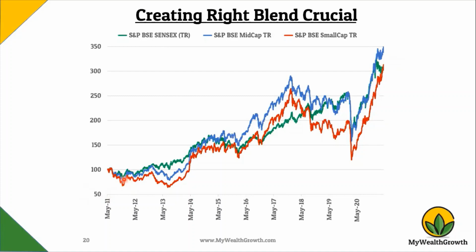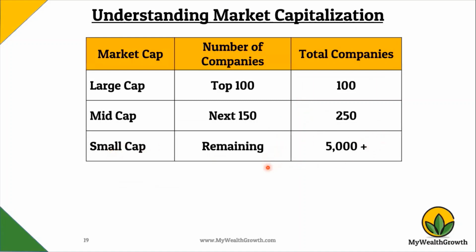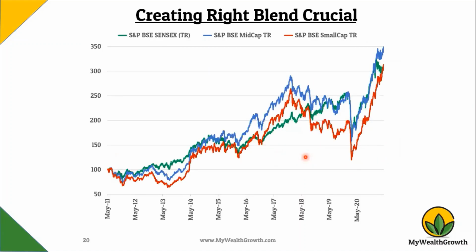But at the same time, if you see the volatility, the red line, because they are the bottom 4,700 companies, the volatility is high. The green one, the Sensex, which are well-established companies, the volatility is much lesser compared to the blue one and the red one. So keep in mind that whenever you look at constructing your portfolio, the ideal way, and we are going to discuss it further, is to have a major chunk of your portfolio in large cap, and then, on the basis of your risk appetite, add an element of mid cap and small cap.